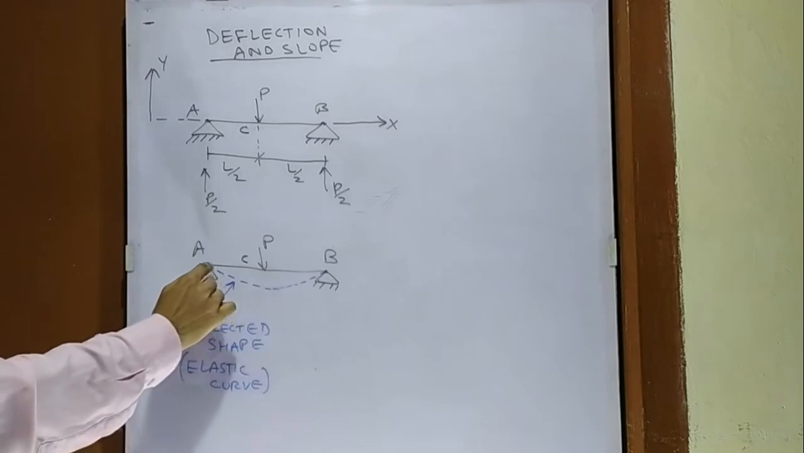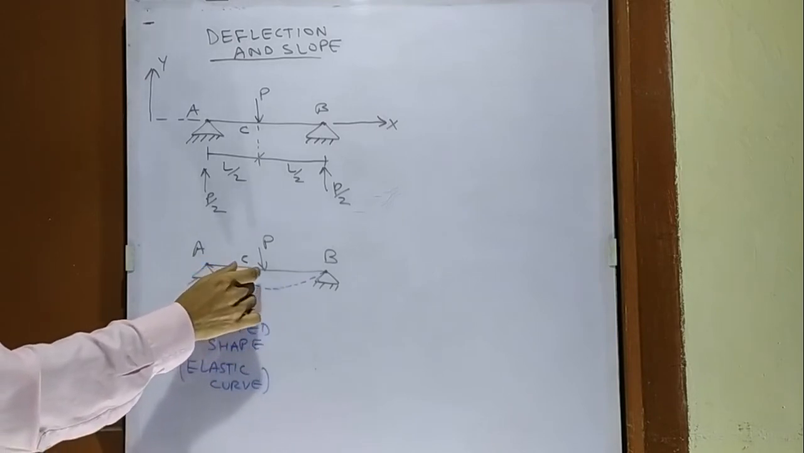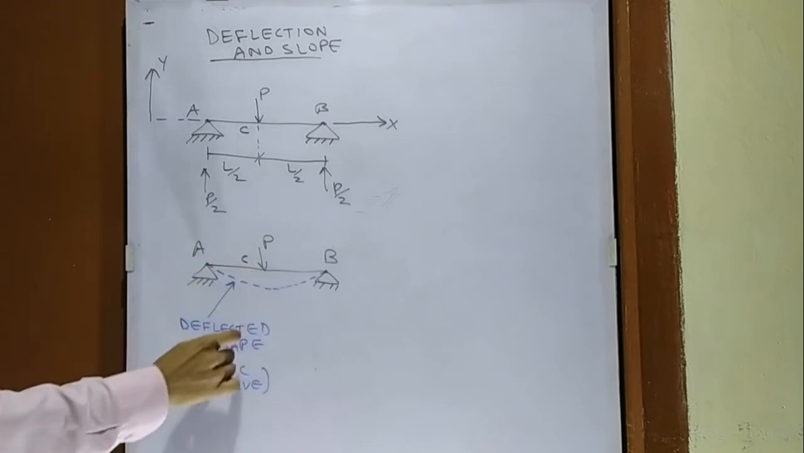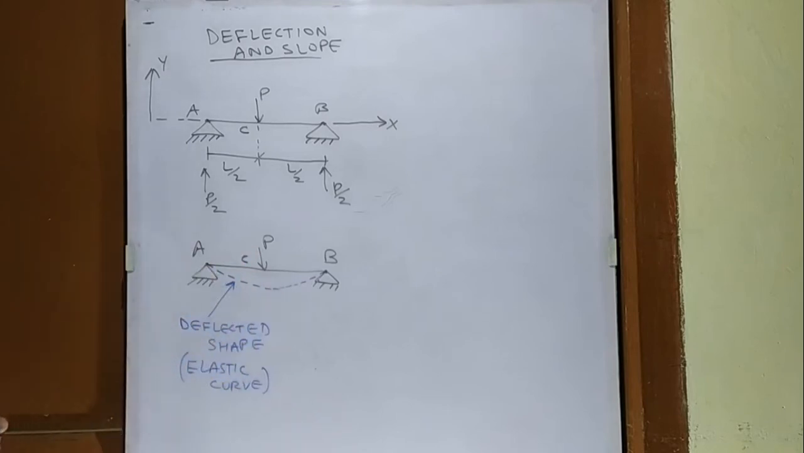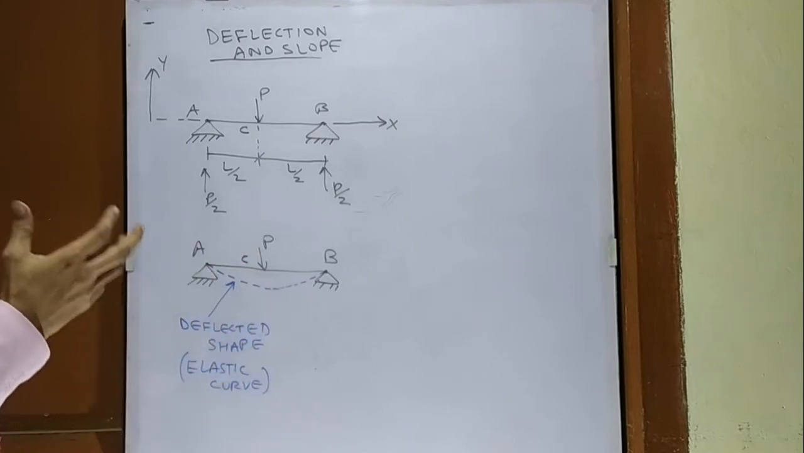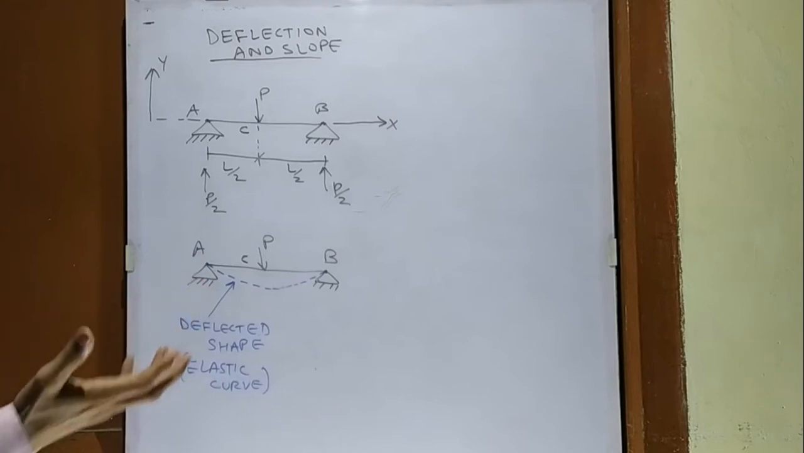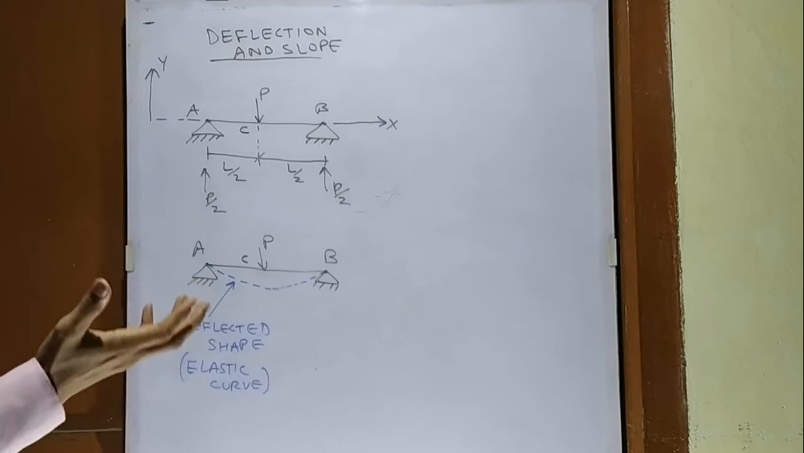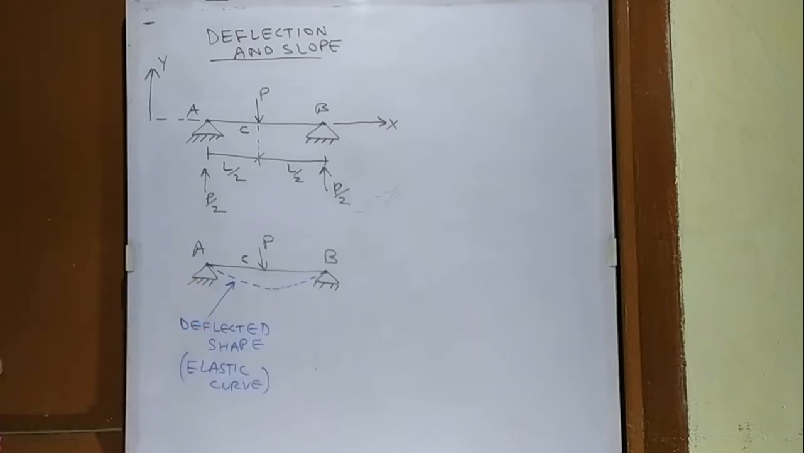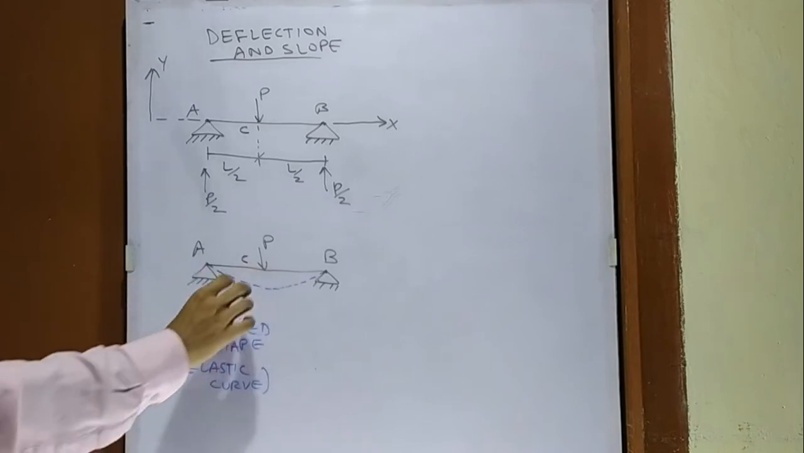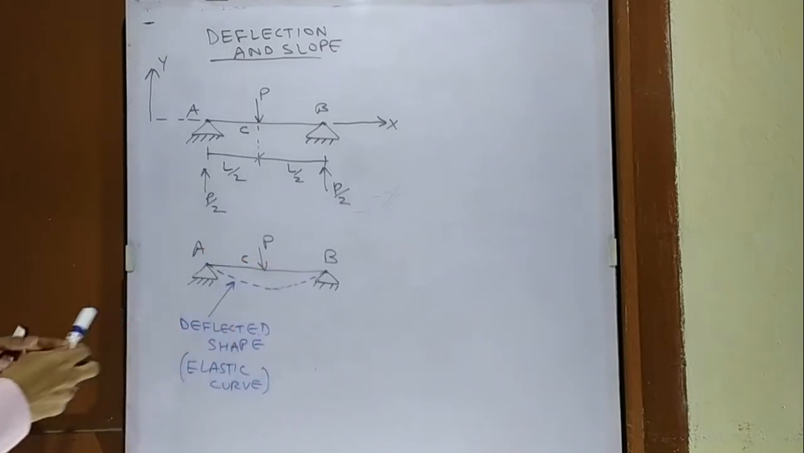If we apply a load at this point and also a load at this point, then the deflected shape will also be different. So we can have different deflected shapes according to the loading which we have applied. So what will be the deflection for this loading?